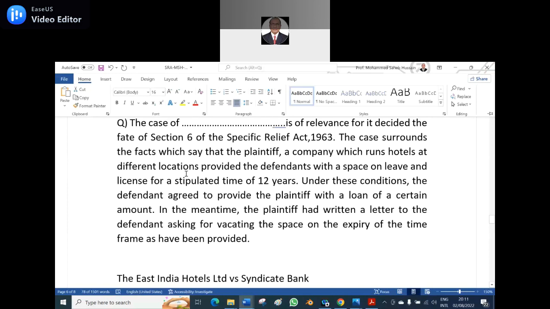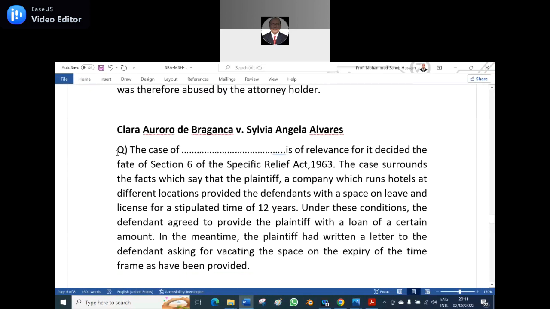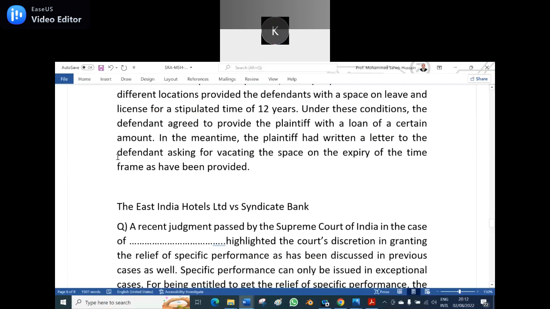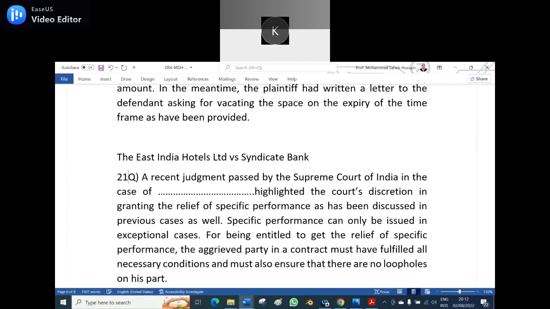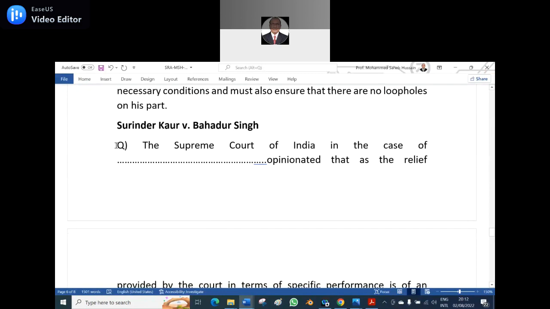Because here the numbering we have given is 19th, that is, this is 20th. And now what I read: one must go to the court with clean hands. See, these are all the places. And this is the 22nd question.